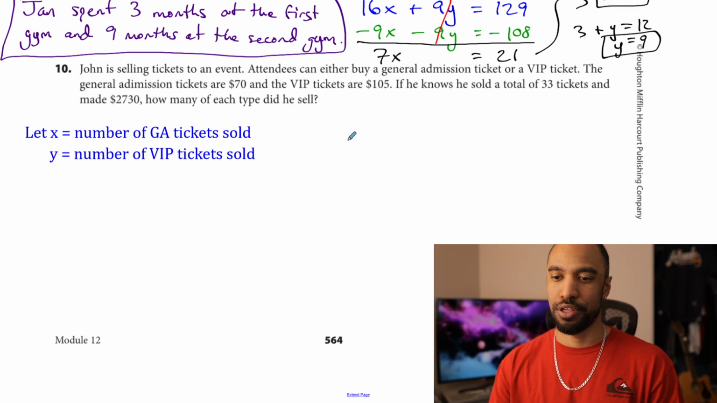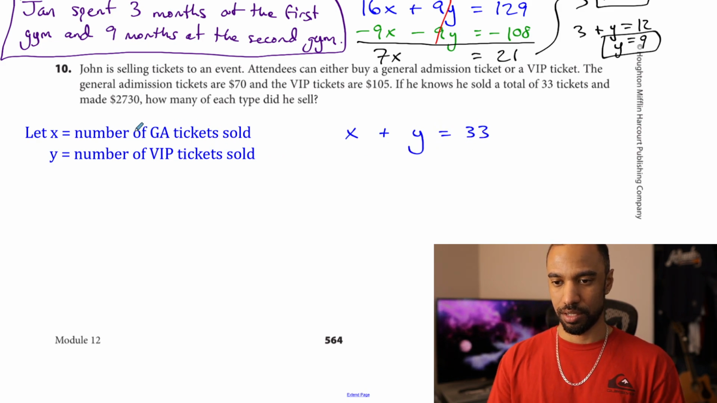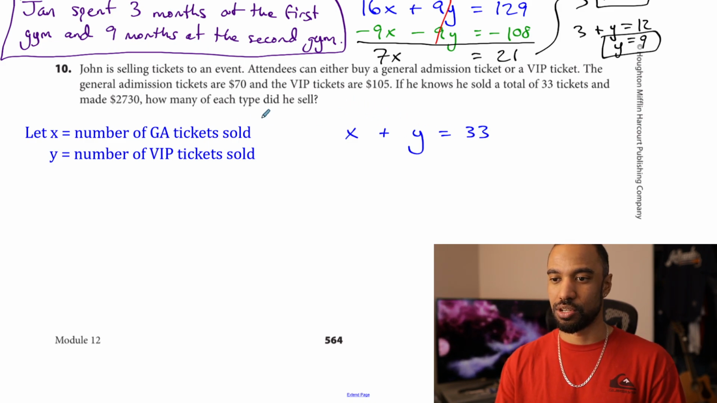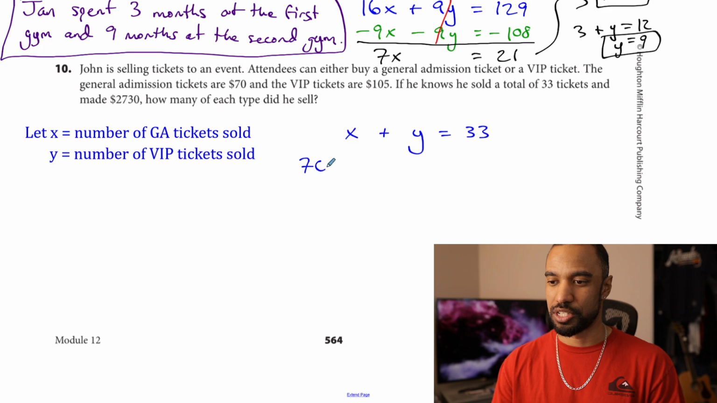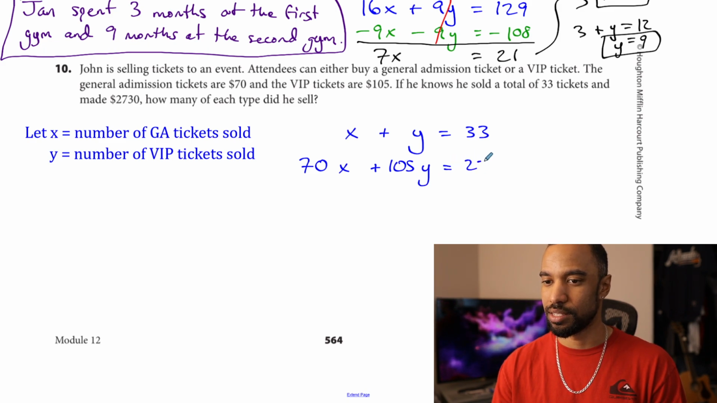All right. 33 tickets sold. X plus y equals 33. We sold x general admission tickets and y VIP tickets. Total, that's 33 tickets sold. And then general admission is $70 times the number sold, plus $105 for VIP times the number sold, equals 2730.